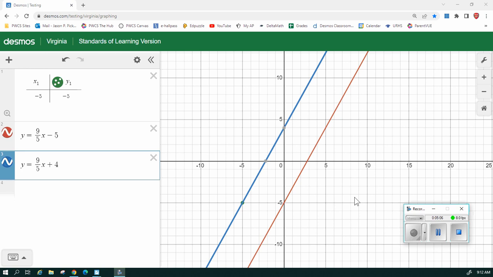As you can see, my original line in red is there. And then my new line in blue goes through that green point I wanted it to go through. These two lines are parallel. They'll never touch because they're slanted the same way. They have the same slope. And so we know that this blue line is the line parallel to the original that goes through the point we wanted it to go through.